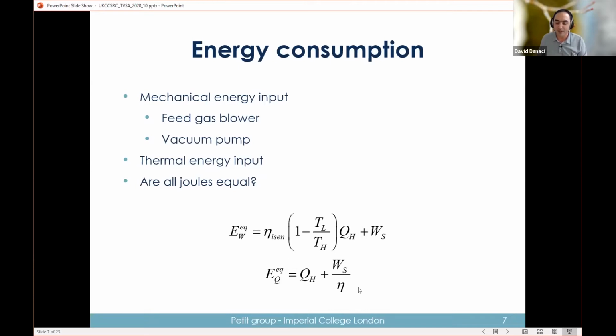And the reason why I've gone for this approach here today is because most people are kind of familiar with amine absorption and the regeneration energies associated with that, which is thermal energy. So the kind of specific energy values you see are on a thermal basis.